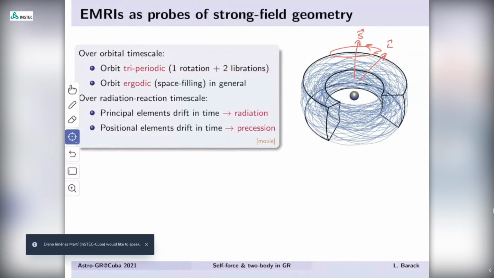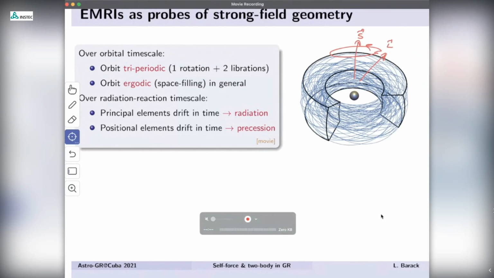Okay, so let me unshare this screen so I can show you another screen. And then I'll explain to you what we're looking at. Let's see if I manage this.